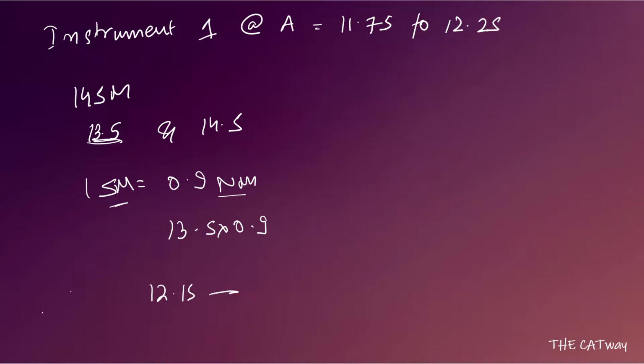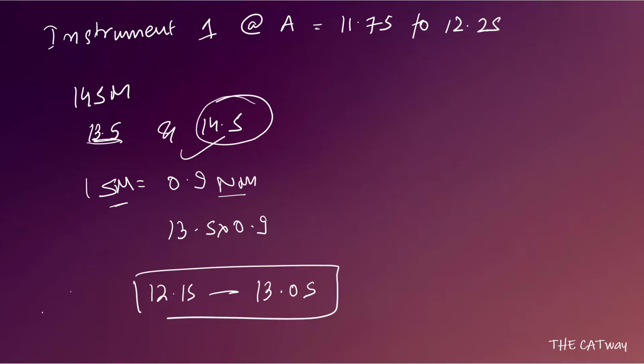Now we will have the upper limit. Upper limit will come when we multiply 14.5 with 0.9. So let's multiply it. What we get is 13.05. Okay, so this is the range in nautical miles of the distance of A in terms of the second instrument. So we have a range now.